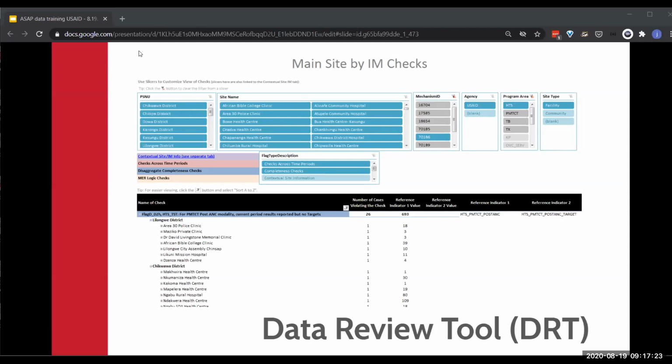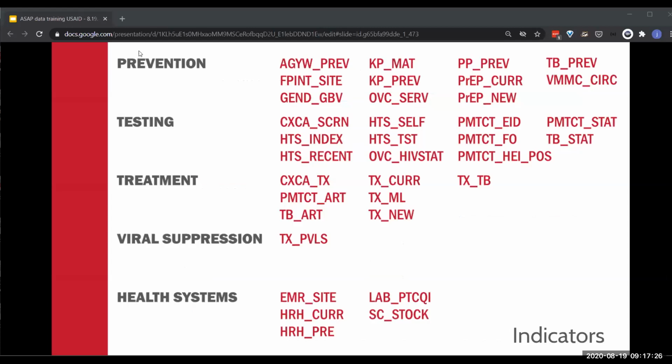All right. So a quick overview. Now we're going to talk a little bit about the indicators. These are your MER, monitoring, evaluation, reporting indicators. Depending on the kinds of programs you're implementing, this will be a lot of the data that you collect. We've got, I want to say, 42 indicators, which changes a little bit, but you can see that they are grouped along the left-hand side into technical areas: prevention, testing, treatment, viral suppression, and health systems.